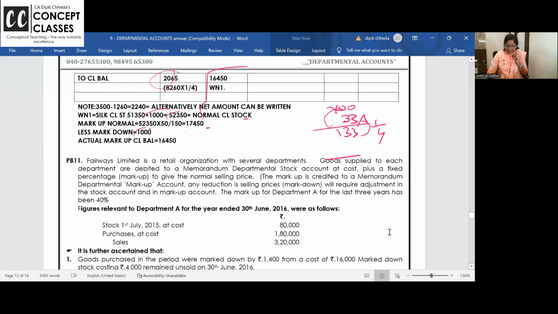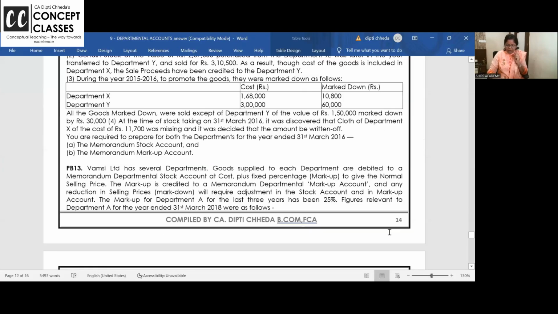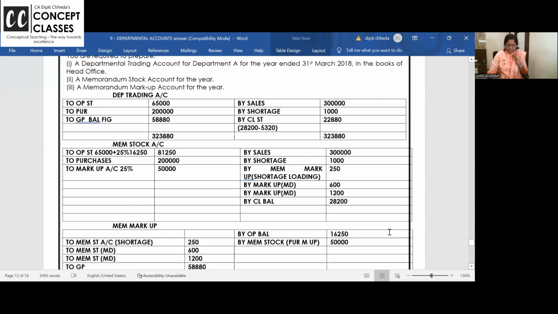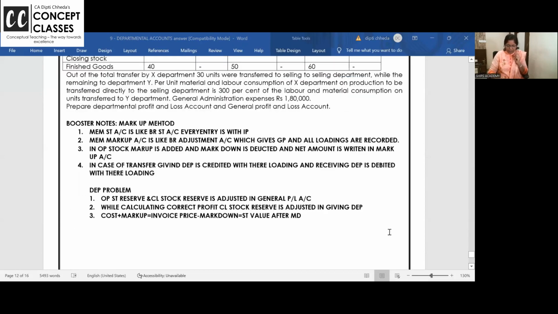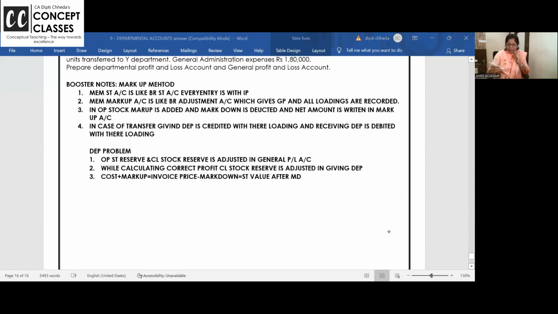Sorry, 2 minutes, I forgot to share the booster notes. Just 2 minutes. Branch we will do in detail tomorrow. See, I always discuss in our regular class and you must have written also. दोनों में था. डिपार्टमेंटल रूटीन में भी आपका, like मार्कअप के लिए. मार्कअप स्टॉक इज like ब्रांच स्टॉक अकाउंट, and मेमोरेंडम मार्कअप अकाउंट इज like ब्रांच एडजस्टमेंट अकाउंट.